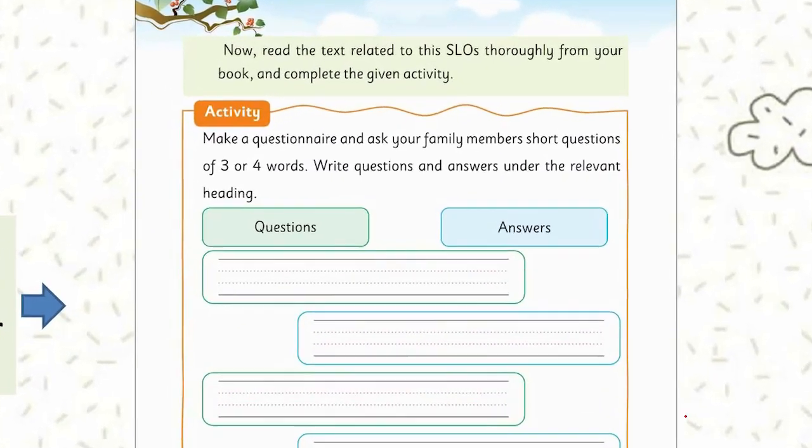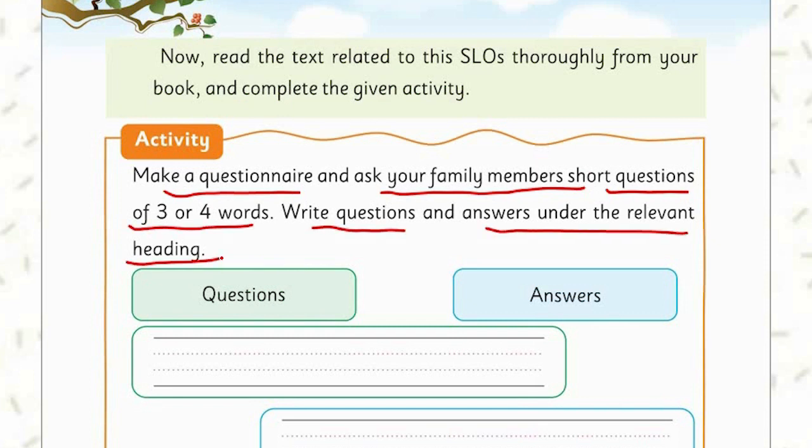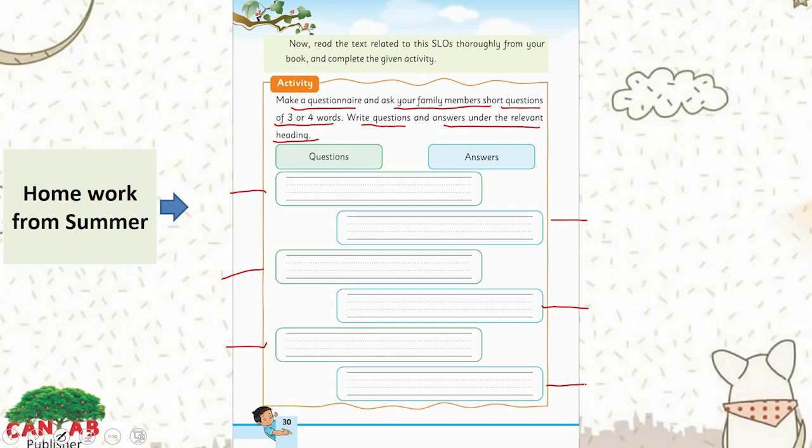This is your homework from the Summer Pack, page number 30. We have an activity here. Make a questionnaire and ask your family members short questions of 3 or 4 words. Write questions and answers under the relevant heading. The green ones are questions and the blue ones are answers. You have to ask a question which consists of 3 or 4 words, not more than that. And you also have to write the answer here.